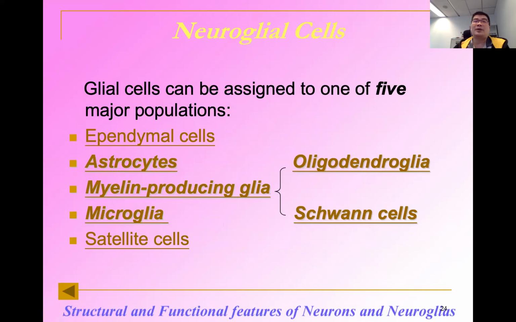So there are different major types of glia cells. For example, ependymal cells, astrocytes, and myelin-producing glia cells, including the oligodendrocyte, or oligodendroglia, or Schwann cells. So remember, the Schwann cells are in the peripheral nervous system. The oligodendrocytes are in the central nervous system. Microglia cells are related to inflammation. And satellite cells. So we will talk about each of those.